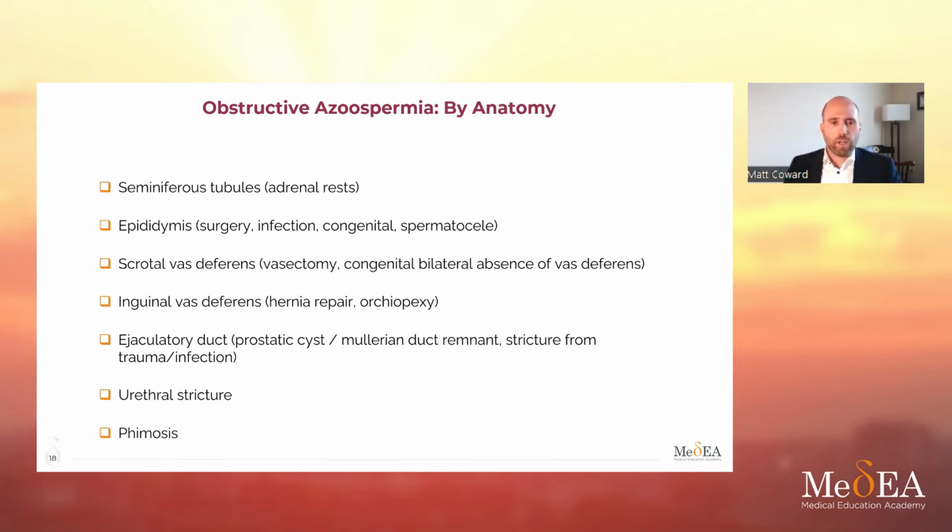And then the outflow tract, the urethra, can have obstruction there from prior sexually transmitted infection resulting in a urethral stricture. And then lastly would be an obstruction at the very tip of the foreskin, where the foreskin is tight over the glans, that can trap the semen inside of the foreskin, resulting in aspermia.